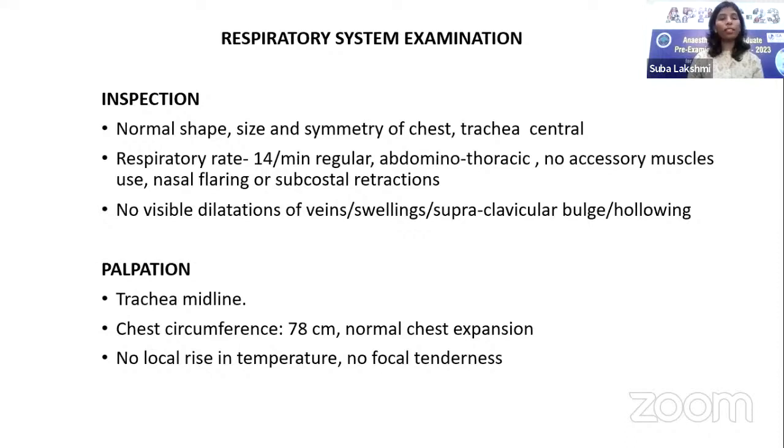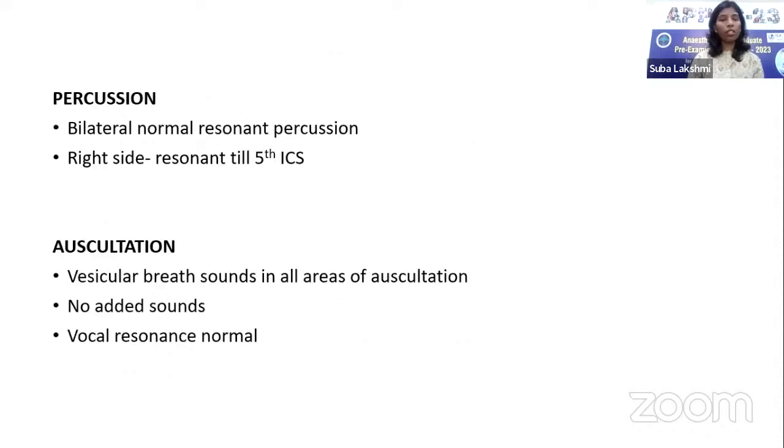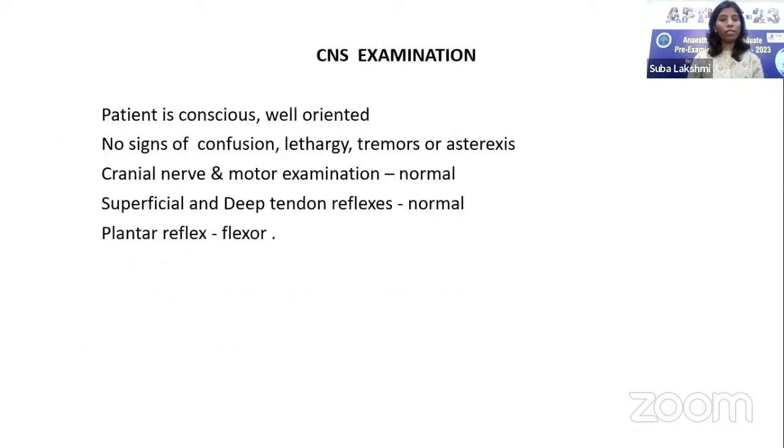On palpation, trachea appears in midline. Chest circumference is 78 centimeter. Normal chest expansion present. No local rise in temperature. No focal tenderness. On percussion, bilateral resonant percussion. Auscultation, vesicular breath sounds in all areas of auscultation. Added sounds, none. Vocal resonance normal.